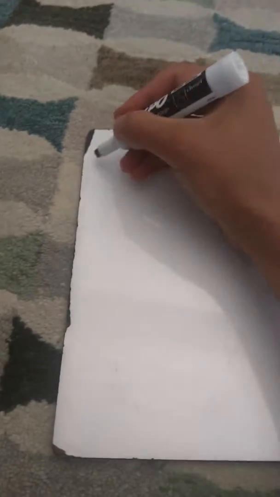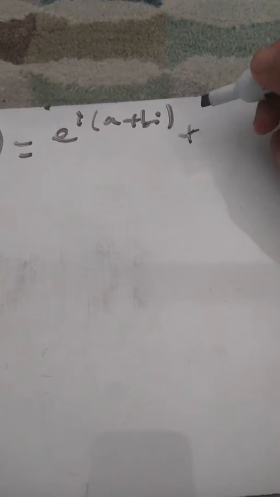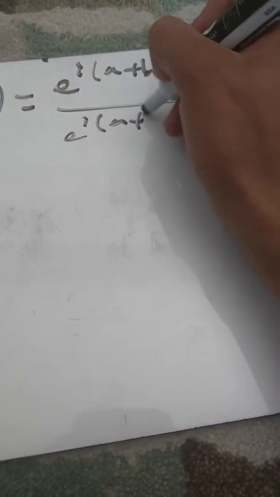So now we can start finding the tangent of a complex number. So e to the i times a plus bi, plus, minus e to the negative i times a plus bi over e to the i times a plus bi plus e to the negative i times a plus bi.